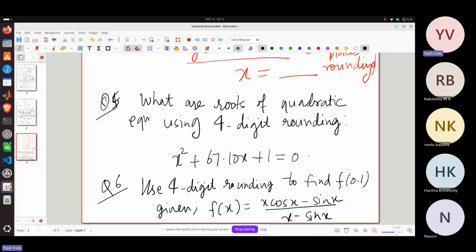So I'm saying, what are the roots of the quadratic equation using 4-digit rounding? So you just try to solve this equation, find the value of x and round it to 4 decimal places. You mean to say by Sridharacharya formula or any particular iteration method we have to go for? By the formula, Sridharacharya. Yes. Okay.